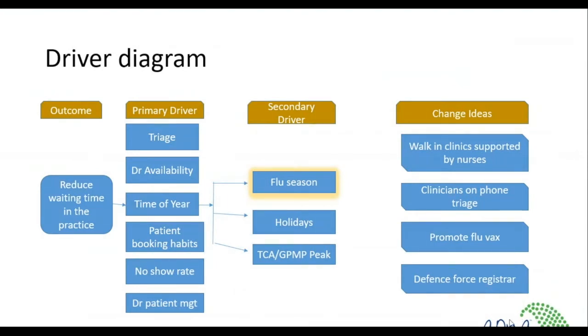So let's say you've decided that the problem in your service is you've got too many people sitting in the waiting room and it's driving everyone nuts. So to solve that, there's a number of things you could do. You could triage patients differently. You could make sure there's more doctors available. Time of year, you know, it varies. You could talk to patients about how they book and what they book for and whether they book long appointments. You could look at your no-show rate, and you could even look at how patients are being managed by doctors.